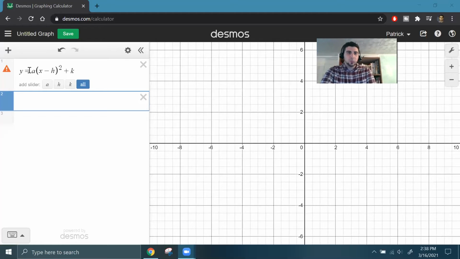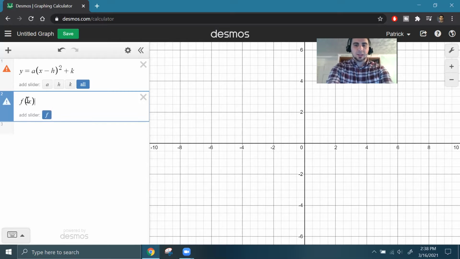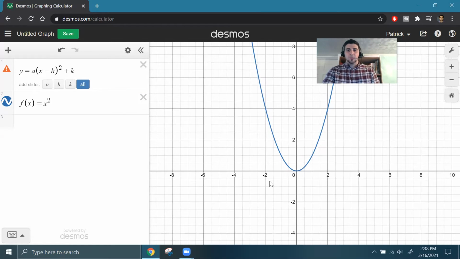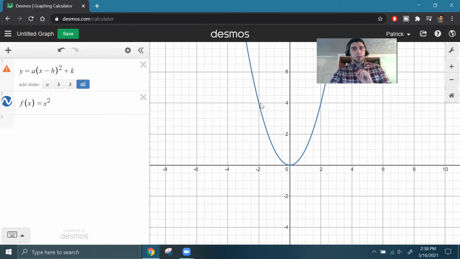So the most general form of a quadratic equation is y equals a times the quantity x minus h squared plus k. You don't have to know all that just yet to understand this, but if I start with a function f of x equals x squared, we just have our basic parabola. I'm going to run through a couple different examples of what happens when we change certain values. Let's start with this a.